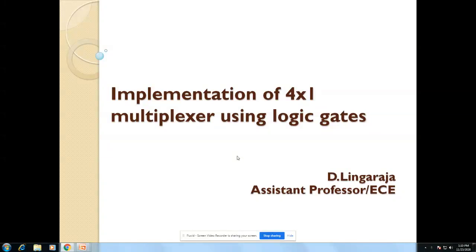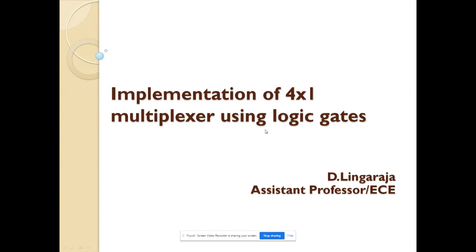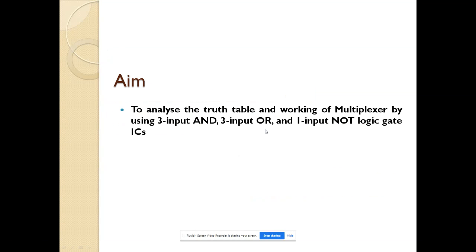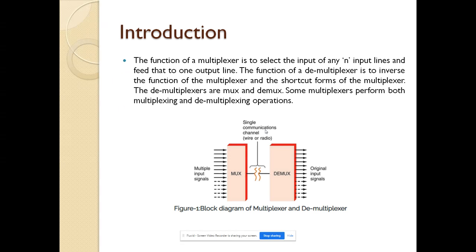Lab session, I'm going to explain the topic: implementation of 4:1 multiplexer using logic gates. The main aim of this experiment is to analyze the truth table and working of a multiplexer by using 3 input AND gates, 3 input OR gate and 1 input NOT logic gate.